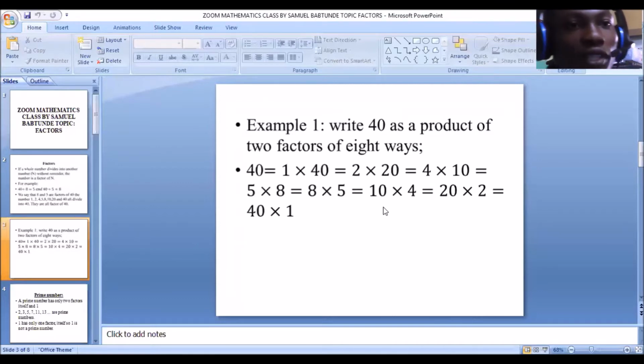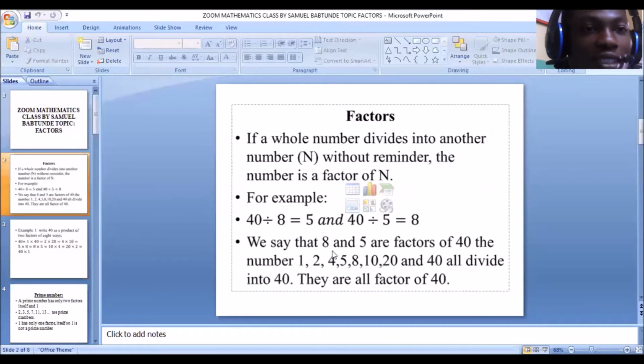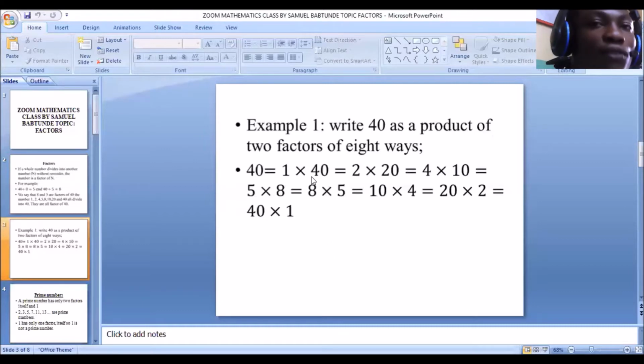Now, the first one here, 1 times 40 will give you 40. That's a way. And remember, 1 is a factor of 40. And 40 is a factor of 40, because 1 can go into 40 without any remainder, and 40 can go into 40 one time without a remainder.